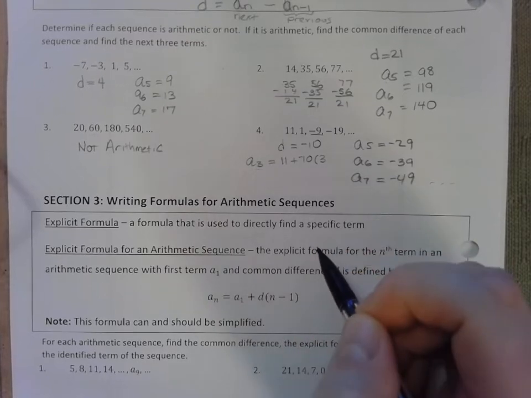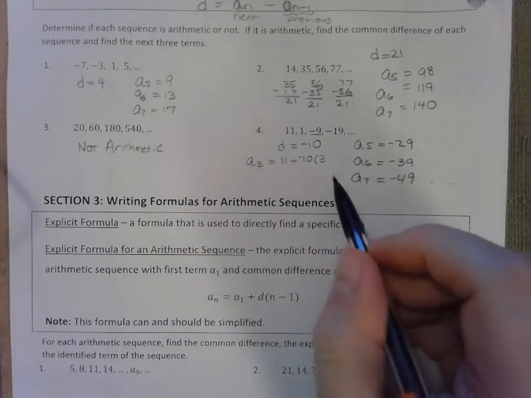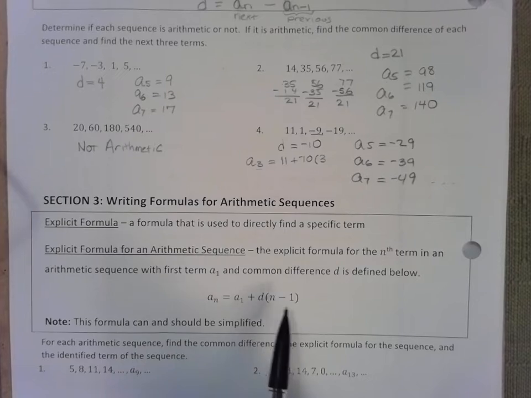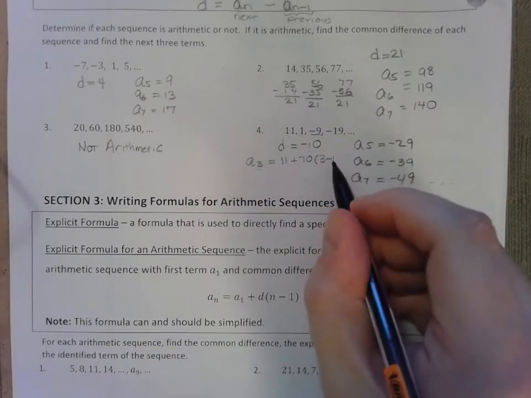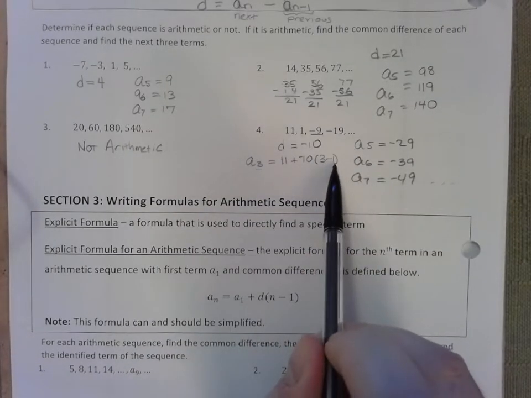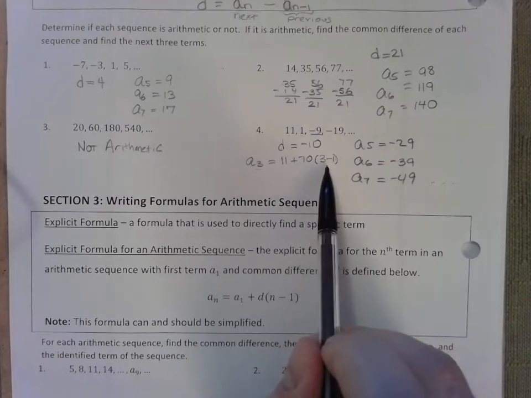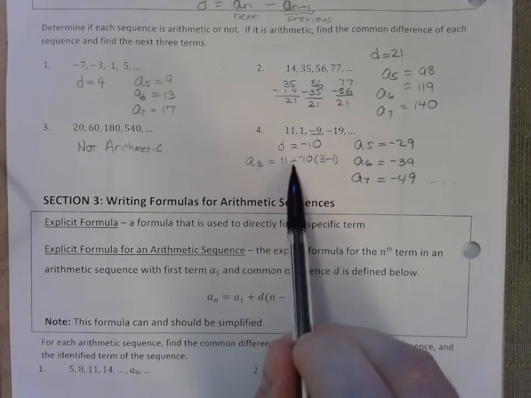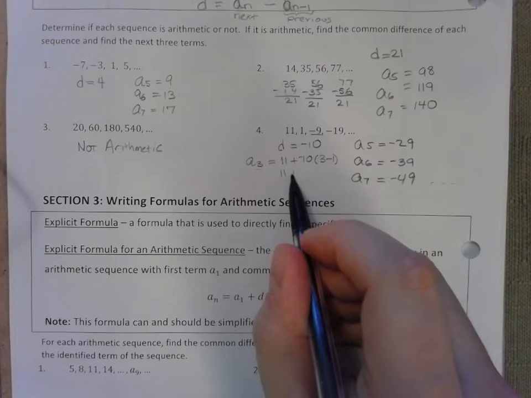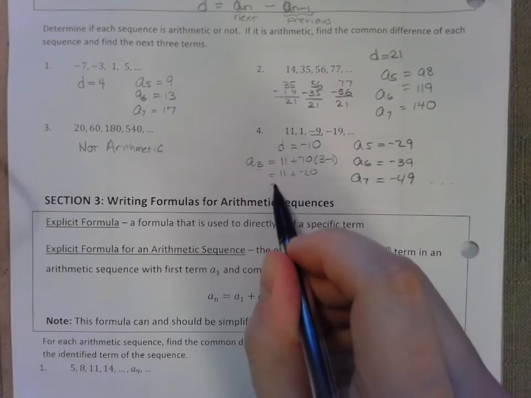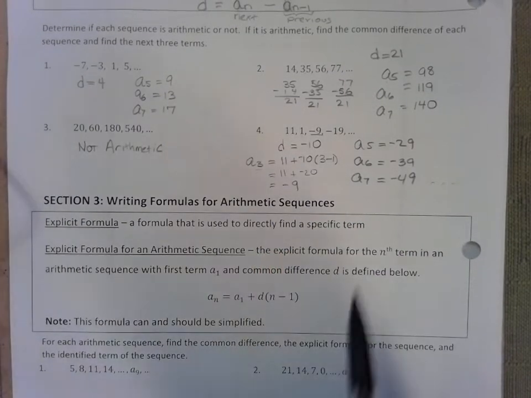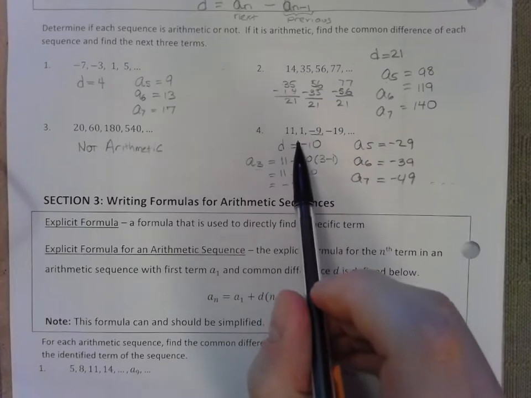I think I might have said n minus 2. I meant to say n minus 1, didn't I? At the bottom it says n minus 1. So I'll subtract 1. 3 take away 1 is 2. Negative 10 times 2 is negative 20. 11 plus negative 20 does make -9.